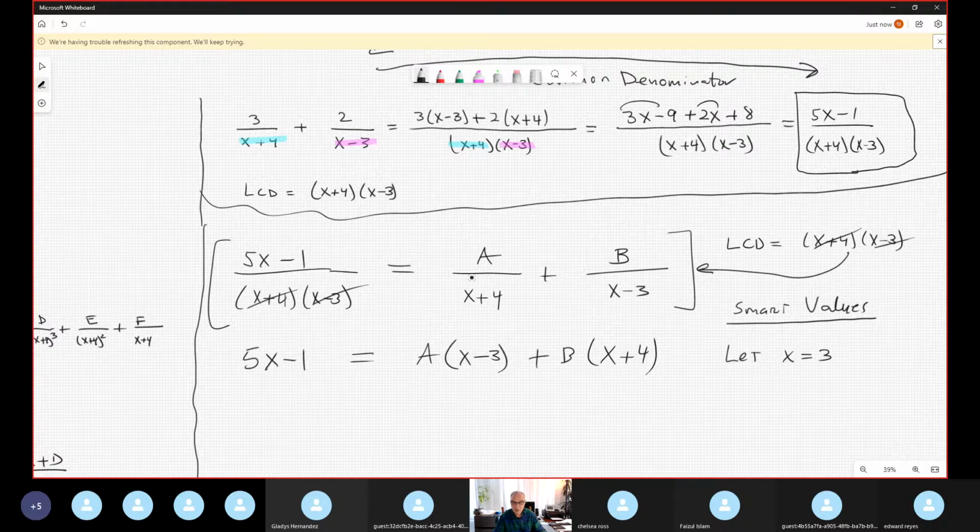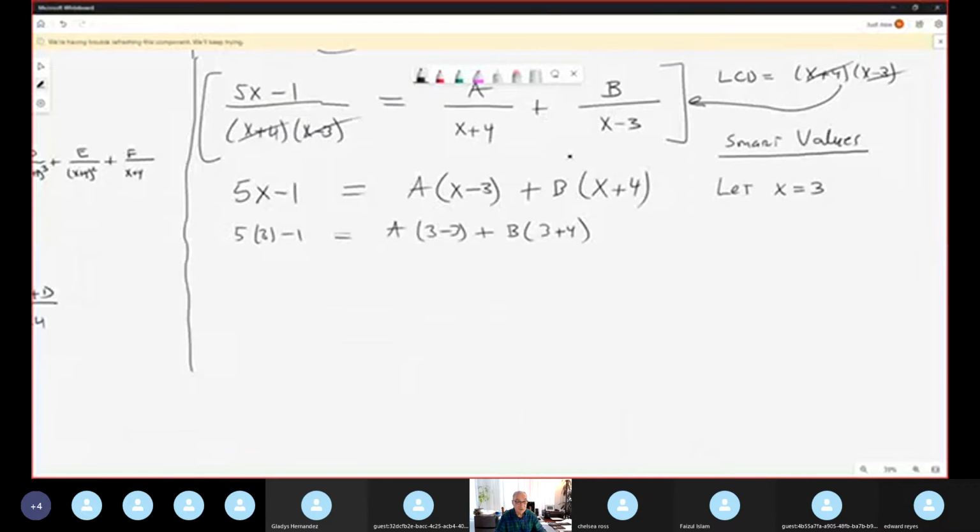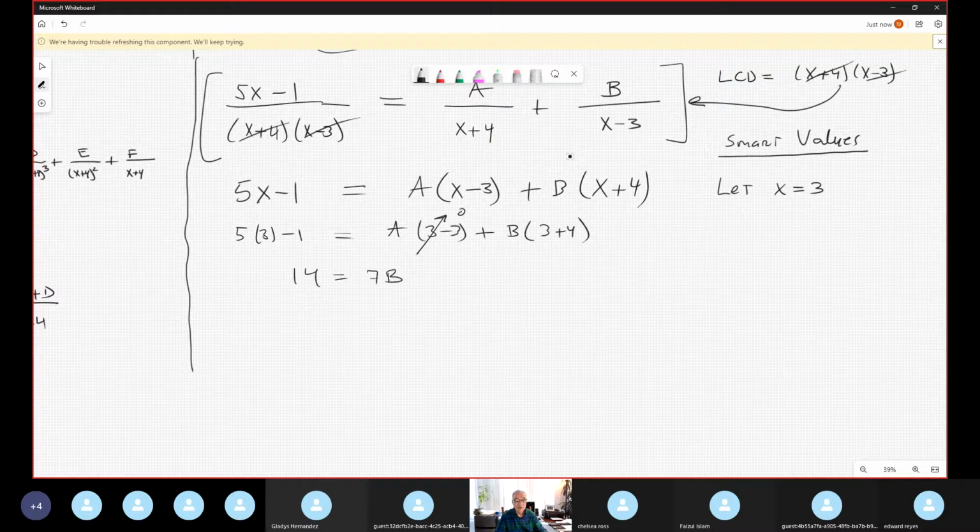Why smart? Because when you evaluate here, 5 times 3 minus 1 is equal to A times 3 minus 3. Wow, it's 0. This was the intention. Plus B times 3 plus 4. So now we have 15, 5 times 3, 15, minus 1, 14. This is 0. Say goodbye. No more. And 3 plus 4 is 7. Now to find B is super easy. Divide by 7 both sides. B is 2. Okay?